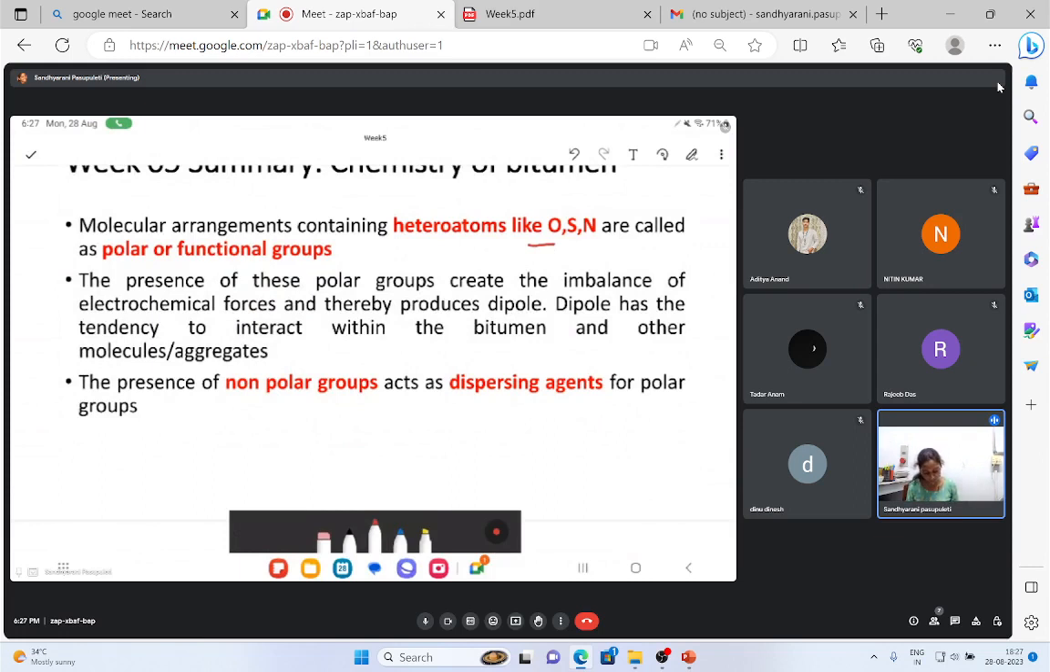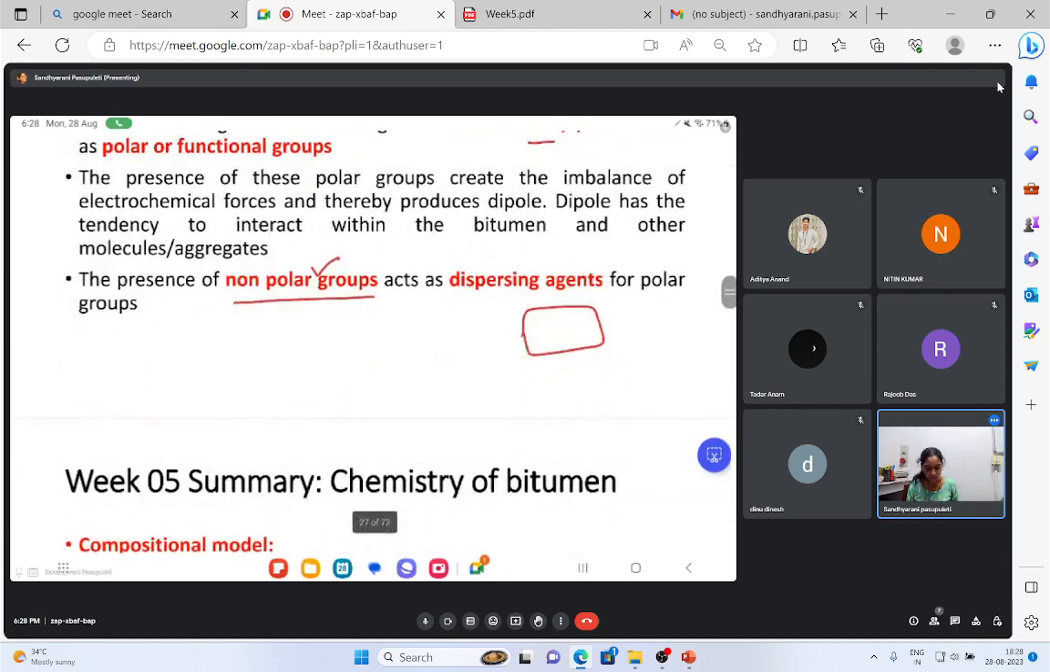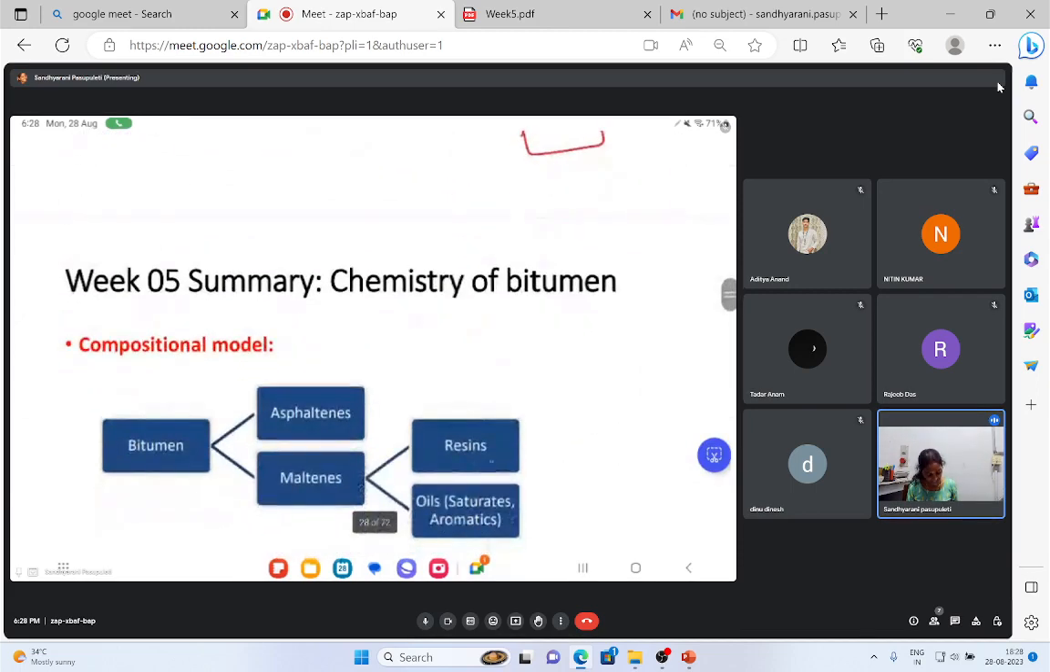In addition to these polar functional groups, the other elements which are non-polar, that means not involved in any chemical reaction, are also important. Let us imagine there are a lot of non-polar groups but only a few polar groups; that imbalance will not be useful. If you have a few polar groups like oxygen, sulfur and nitrogen, they need to be dispersed. You need a medium to disperse them. So non-polar groups act as dispersing agents for the polar groups. The combination of both non-polar and polar groups is important.